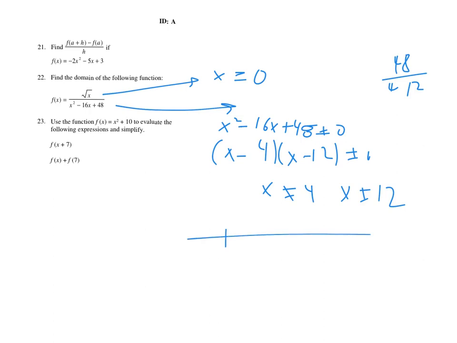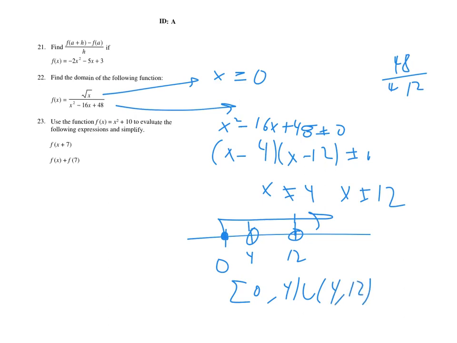So then I would draw this on the number line. You kind of don't have to, but it kind of helps to visualize that greater than 0 would be going that way, but we need to take a quick stop at 4 and a quick stop at 12. So that would be bracket 0 to 4, 4 to 12, 12 to infinity.